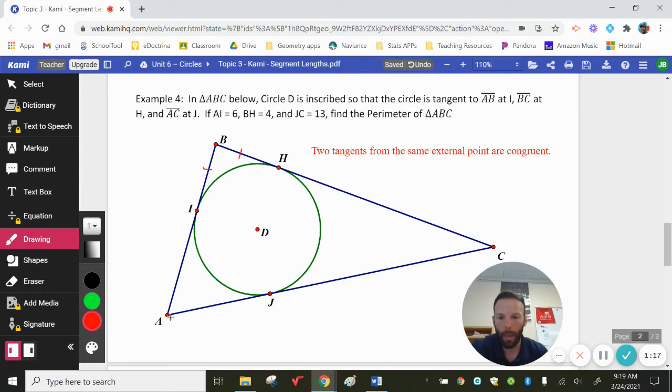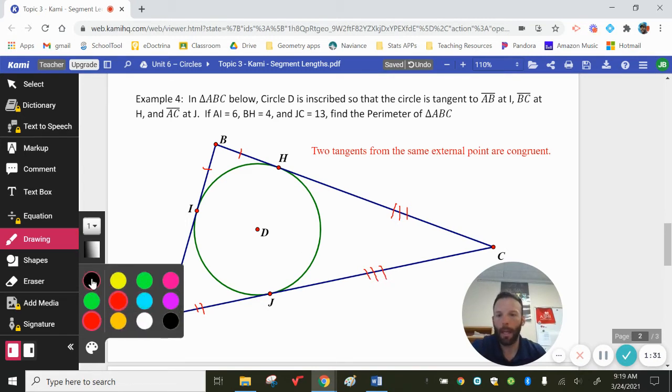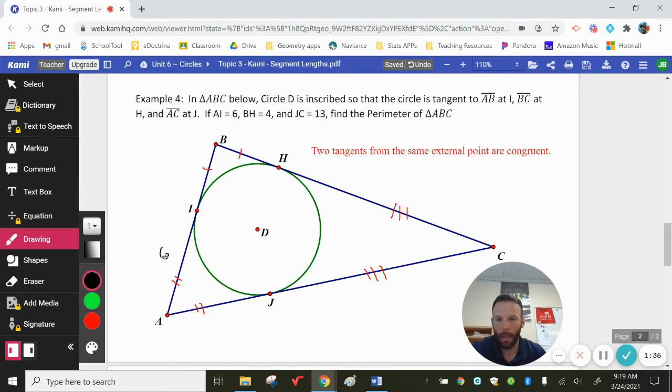How about the point A is external to the circle, and AI and AJ are both tangents. So AI must be congruent to AJ. And lastly, CH must be congruent to CJ. Now, that all being said, when it says the length from A to I is 6, that means the length from A to J must be 6. If the length from B to H is 4, then the length from B to I must be 4. If the length JC is 13, then the length from H to C must also be 13.